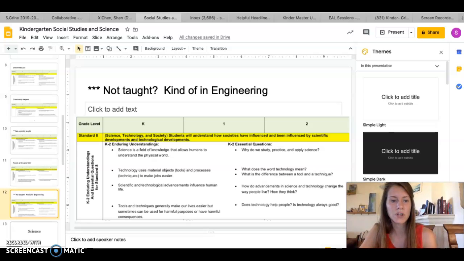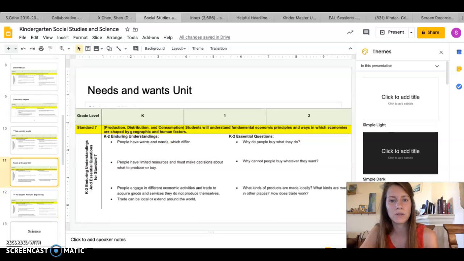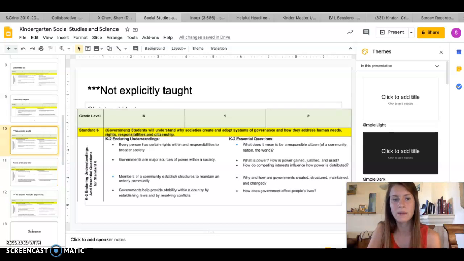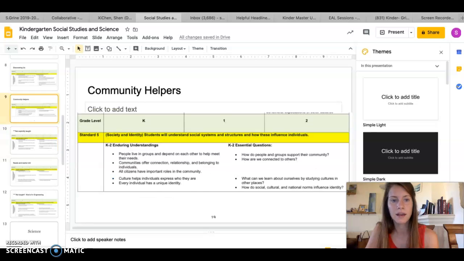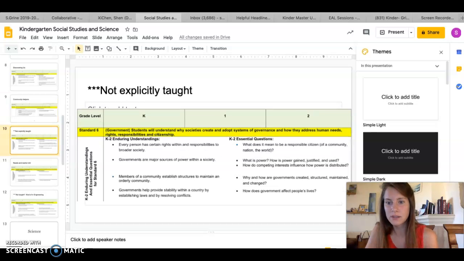So the units we currently teach, we do have an engineering one that's more of a science focus though. We have a needs and wants unit to talk about what things are priorities when we're going to buy things. What do we actually need versus what do we just want? We don't explicitly talk about government in our class. We do have systems in place. We have expectations. We have jobs the students have, but we don't actually call it government at any point, or society, things like that.